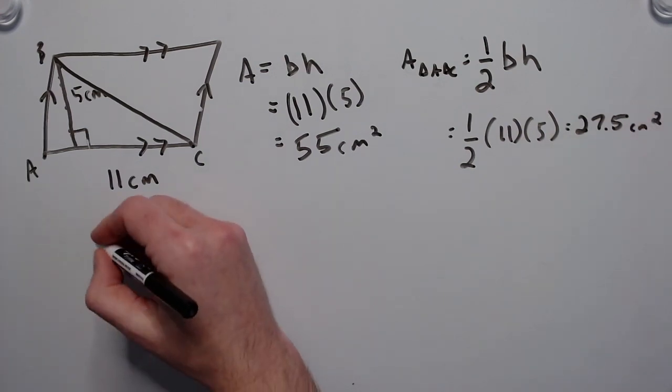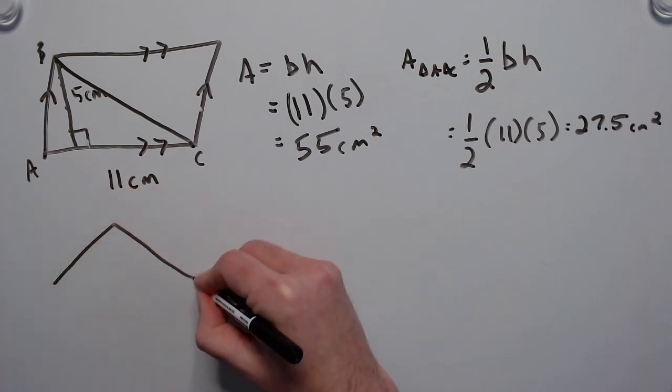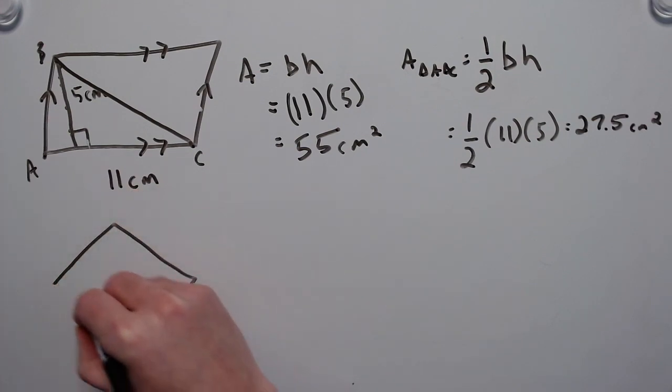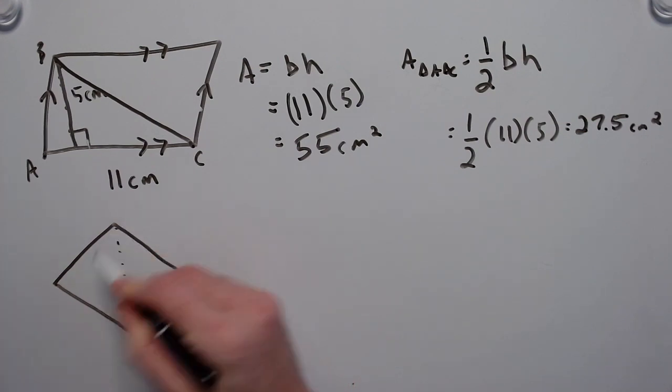I'm hoping I can squeeze in the next example down here. I'm going to draw a rhombus as best as I can, like this. And we're going to do the dashed lines for the diagonals, like this.